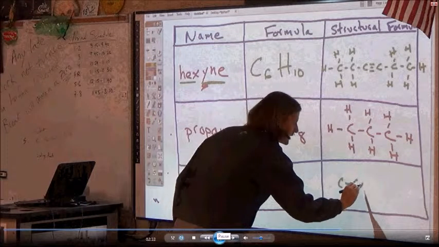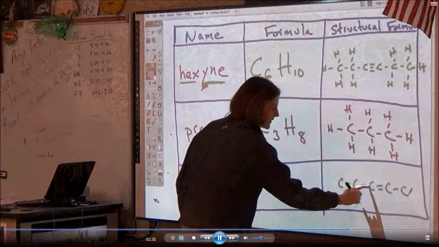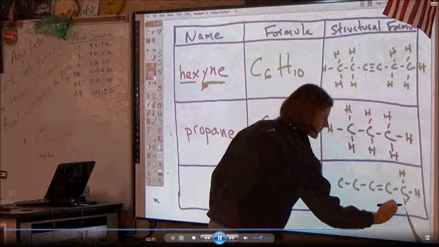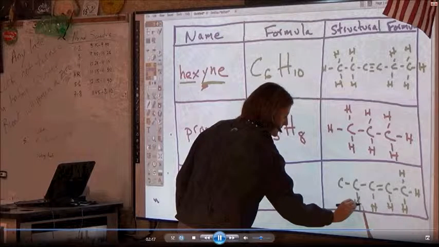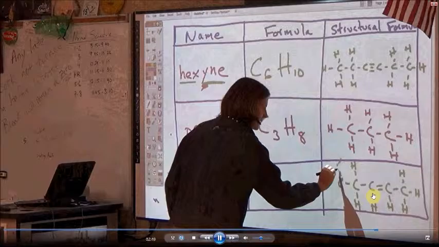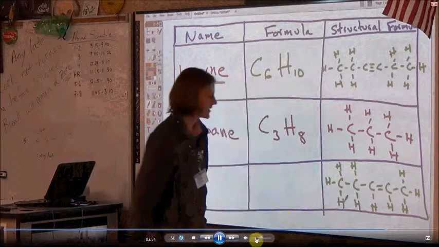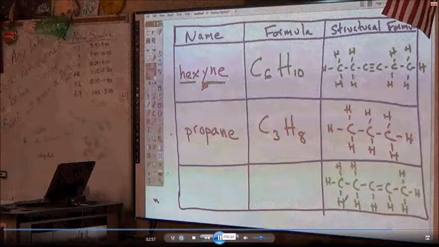Lastly, you should be able to take a structural formula and come up with the formula and the name. So the formula is very straightforward. Just count what you have. Count the number of C's, count the number of H's. So in this example, I've got 1, 2, 3, 4, 5 C's. So it's got to be C5, and then 1, 2, 3, 4, 5, 6, 7, 8, 9, 10 H's. So C5H10, just from counting the C's and the H's.